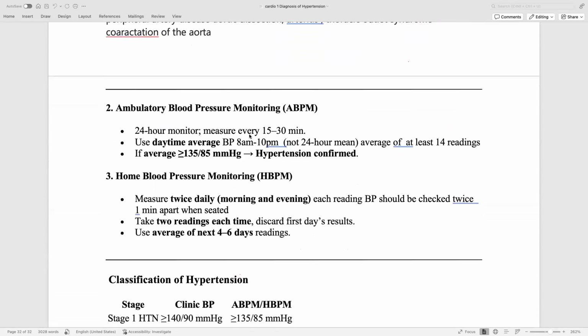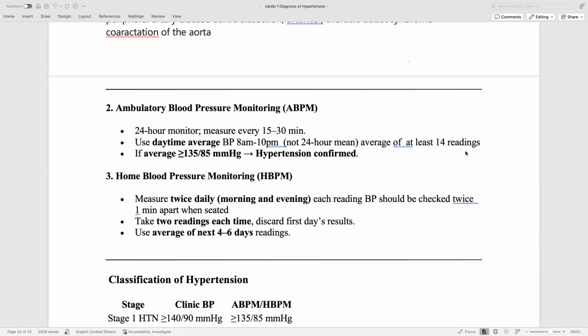Ambulatory, 24 hour. They can squeeze you. Ambulatory for 72 hours, for 48 hours, for 7 days, for 1 day. It is 24 hour monitoring every 15 to 30 minutes. We will tell the patient, I will put this monitor, this device, for you. You can carry it on the belt, and a cuff will be attached to the arm. It will squeeze your arm every 15 minutes. Okay, from 8 a.m. to 8 p.m., at an average of 14 readings.